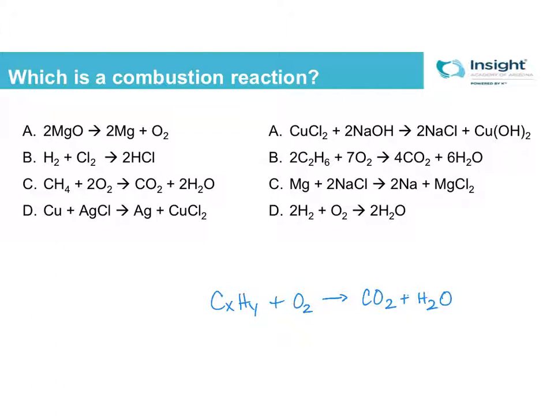All right. So let's see. There's no carbon or hydrogen here, so I can get rid of that one. We've got hydrogen, but there's no oxygen, no carbon dioxide and water, so we can get rid of that one. All right. So I've got a carbon and hydrogen compound. Good. I've got oxygen as my other reactant. That's a good sign. Got carbon dioxide and water as products. So C is your combustion reaction in this first group.